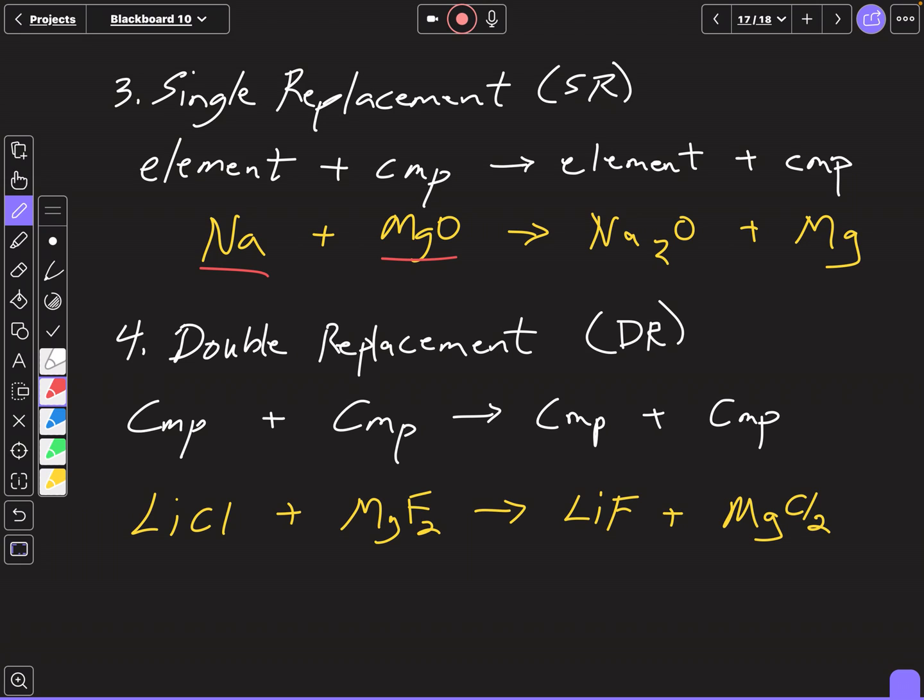Double replacement is when you have on the left a compound plus a compound. So you have 2 reactants, you have 2 products, and they're all compounds. So lithium chloride reacting with magnesium fluoride, producing lithium fluoride and magnesium chloride. They're all compounds. That would be a double replacement.